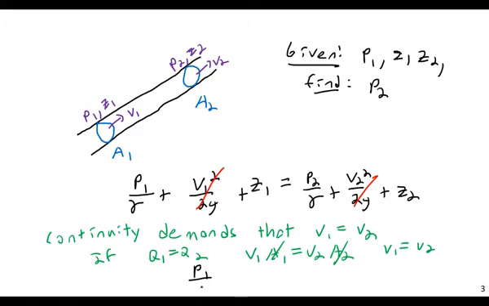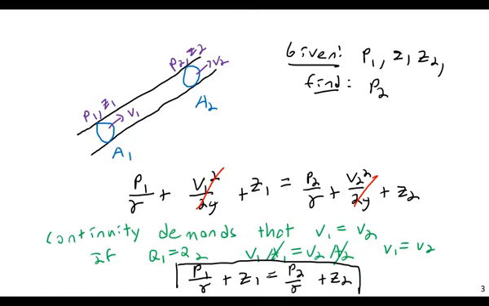is P1 over gamma plus Z1 is equal to P2 over gamma plus Z2. And again, we come back to fundamental energy. What's going to happen here is this Z1 is going to be less than Z2. Z2 is greater than Z1. This thing is going to gain gravitational potential energy. A particle of fluid, as it goes from 1 to 2, is going to gain gravitational potential energy.